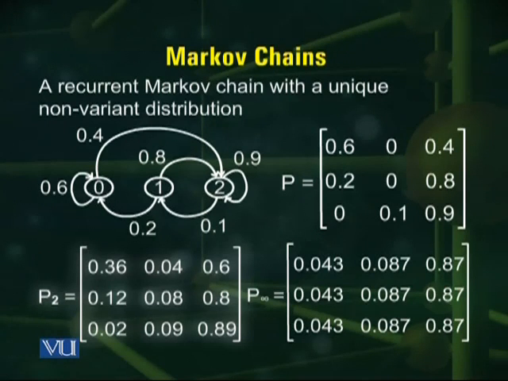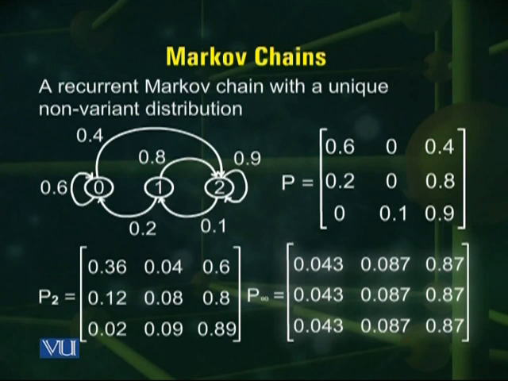And if you continue to take higher and higher powers of this one-step transition probability matrix, you will converge to this matrix, which is P infinity, and it has all rows the same, and these rows are actually pi, the long-term stationary probability distribution. So for this Markov chain, the long-term stationary probability distribution is 0.043 for state 0, 0.087 for state 1, and 0.87 for state 2.